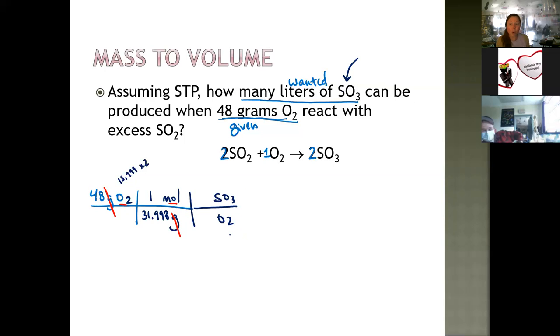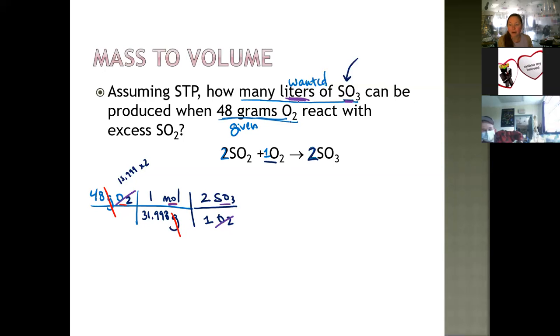As soon as you have moles, you can use the mole ratio to flip your chemicals. I want to get rid of oxygen. I want to turn my oxygen into SO3. So oxygen is a 1. SO3 is a 2. I have now successfully gotten rid of oxygen. Oxygen on top, oxygen on bottom, voila, gone. I now have, check our labels, moles of SO3. SO3 is good. Do I want moles though?